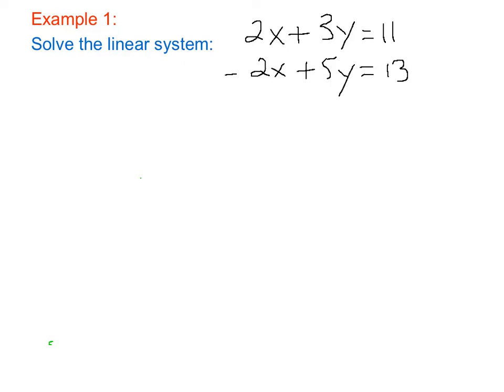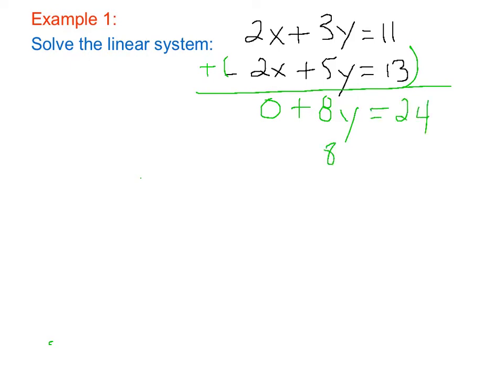So what I'm going to do is add the second equation to the first. I'm going to take all of that and add it, going straight down and combining like terms. If we add 2x plus negative 2x, we get a 0. If we add 3y and 5y, we get 8y. If we add 11 and 13, we get 24. So then we have the equation 8y equals 24. If we want to get y by itself, we divide by 8 on both sides, and we find that y equals 3.